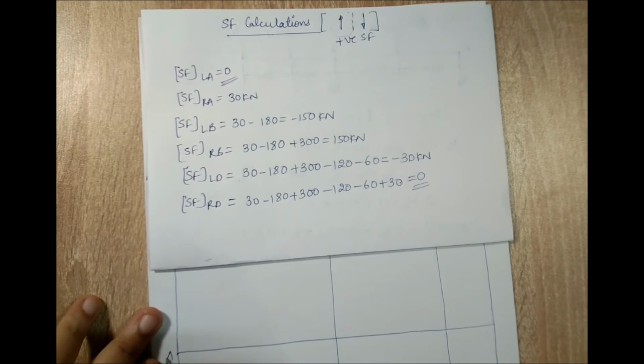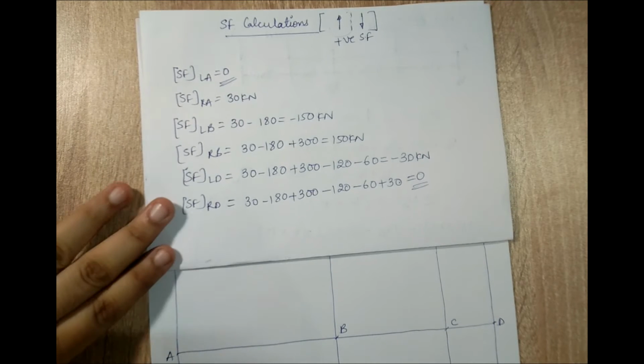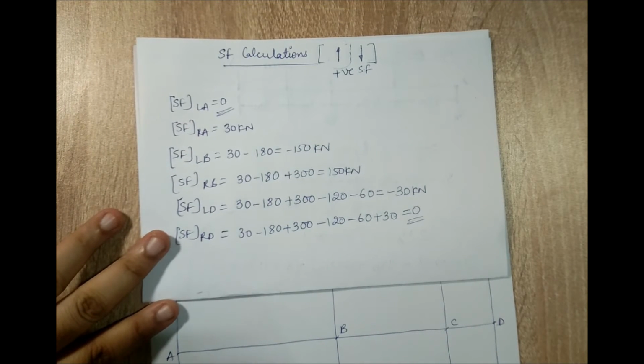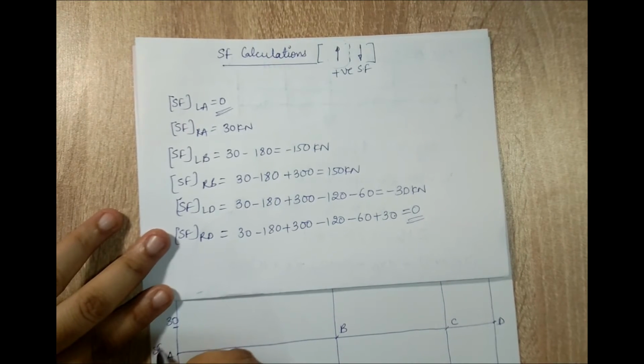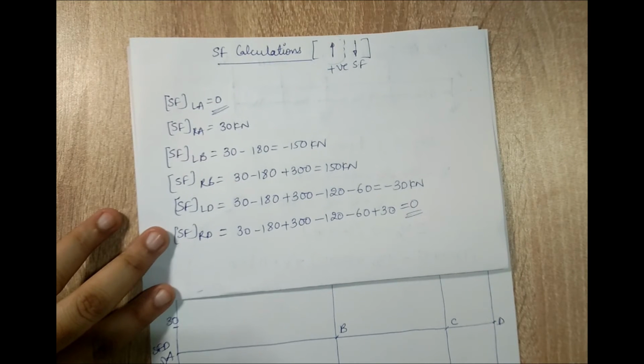This is my point A, this is point B, and this is my point D, this is point C. I'll start with A. Left of A the value is 0. Right of A the value is 30 kilonewton. I'll just write here this is SF in kilonewton, so I don't have to write the units again and again.